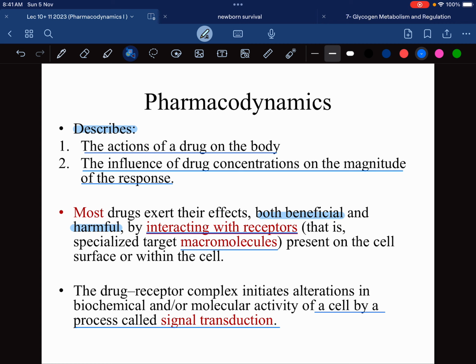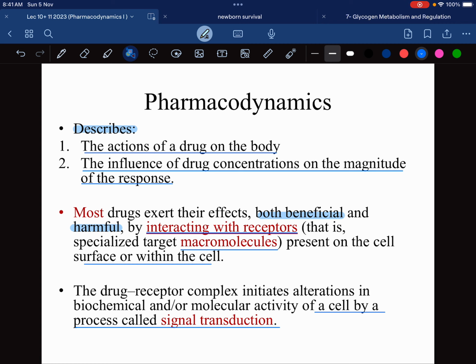So the drug will bind to the receptor, and it will produce what we call the drug-receptor complex. This complex will produce a certain activity. It depends on the concentration of the drug and the number of these complexes to produce a certain effect. When the drug binds to that receptor, it produces complexes which are directly proportional to the activity produced by signal transduction.